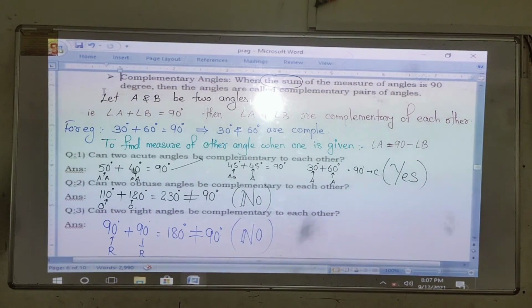Are you familiar with complementary angles?